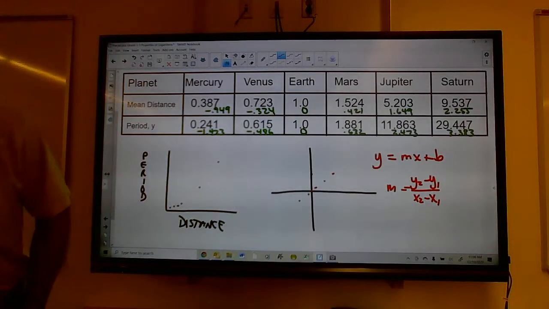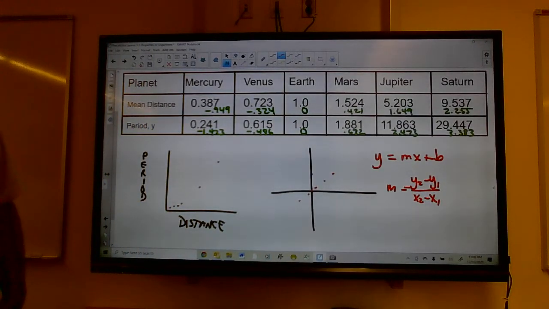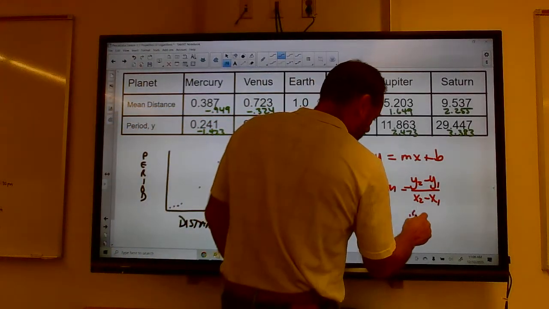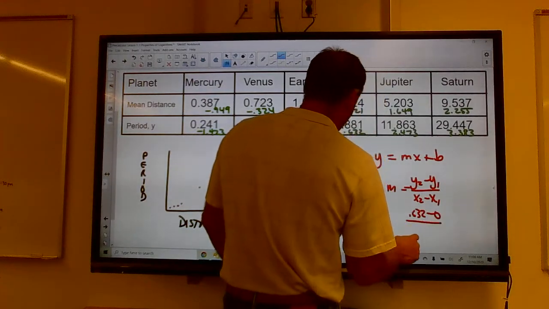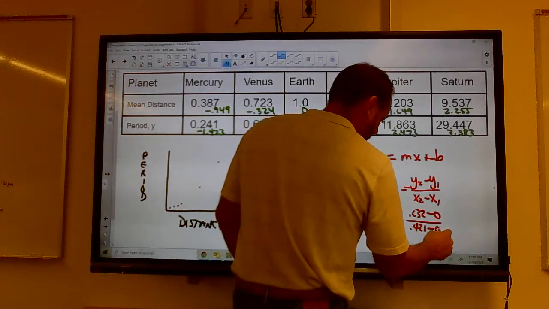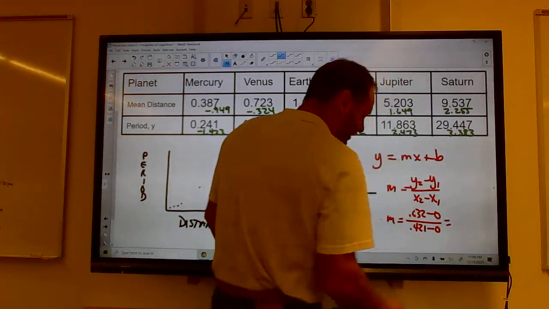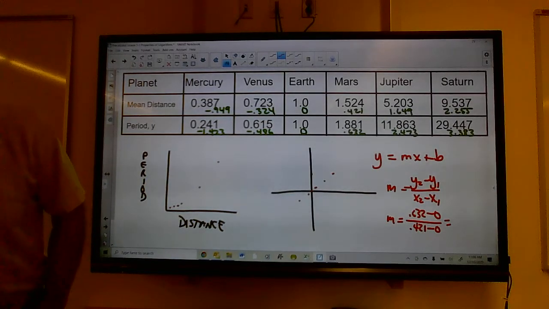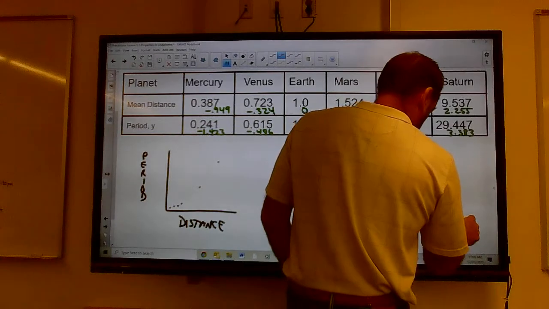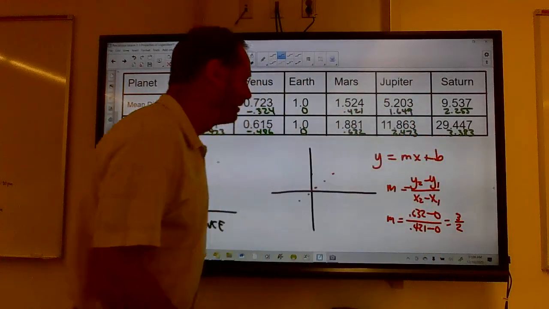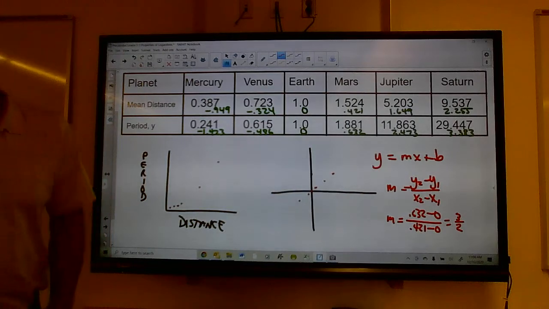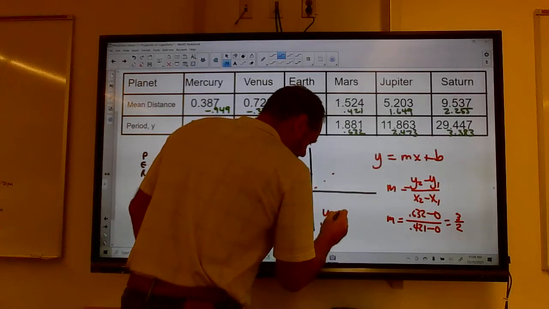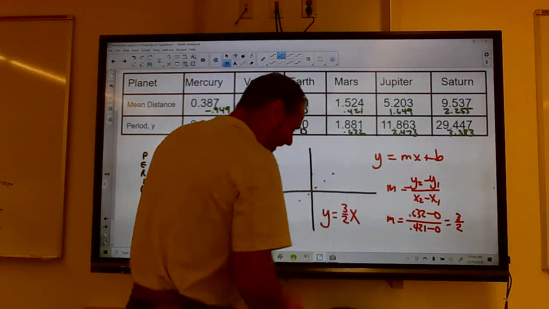So if we choose Mars and Earth, then we get 0.632 minus 0 over 0.421 minus 0. And that comes out to be dang near exactly 1.5. And then we know that the y-intercept of this is 0. So we get an equation, y equals 3/2 x.